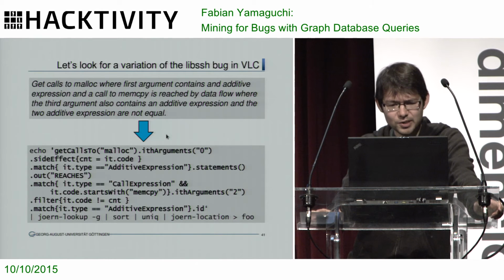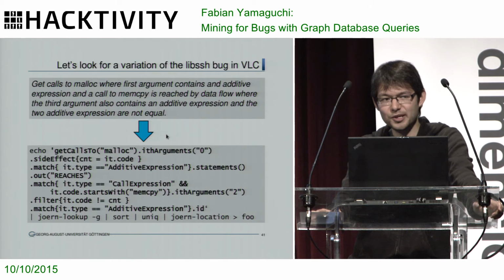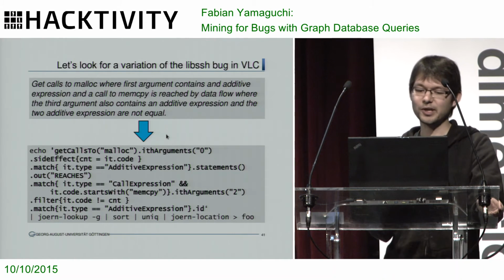Let's see, yeah, what's the idea? The idea is that the size that's being calculated is unequal to that of the buffer that's being reached, and it's pretty unsafe because you're doing the additions directly inside the allocation and then in the copy call. Now here's what that would look like as a query.